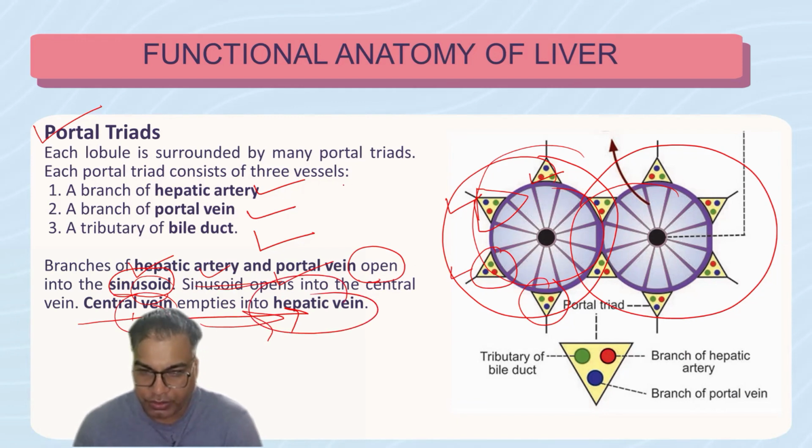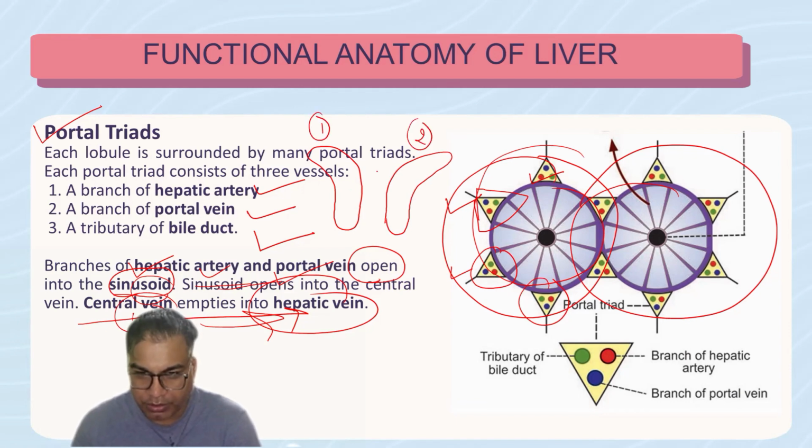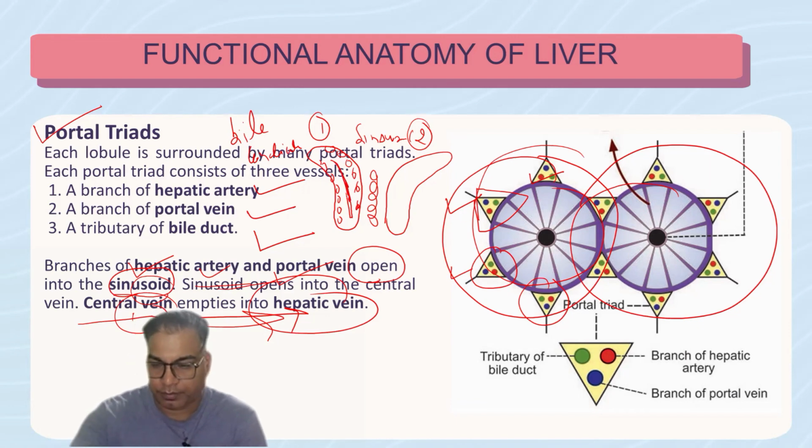And sinusoid is the structure which is present between two hepatic plates. These are two hepatic plates. This is the first hepatic plate, second hepatic plate. This space is called sinusoid, and these hepatic plates are formed by two columns of hepatocytes. Between these two columns, there is a space which is called bile canaliculus. This space is called bile canaliculus.